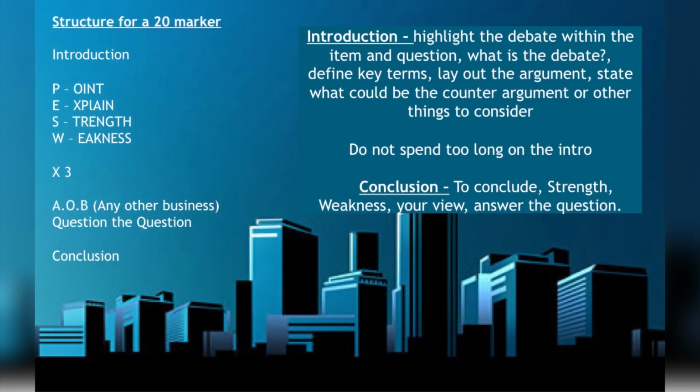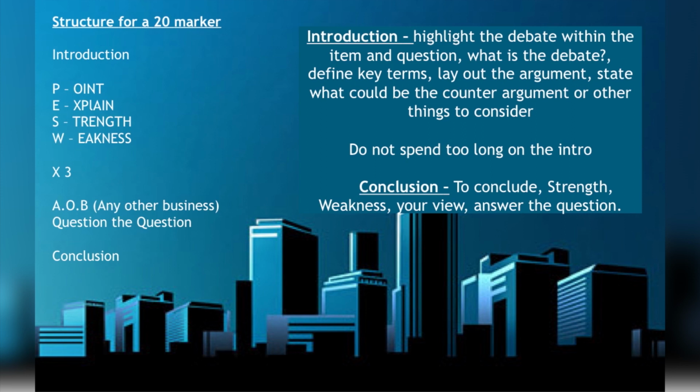Now, the body of the essay, you're going to follow a PESC structure. So this is point, explain, strength and weakness. So again, point, explain, strength and weakness. Outline your point. This is where you bring in the theorist or the concept that links into your argument.